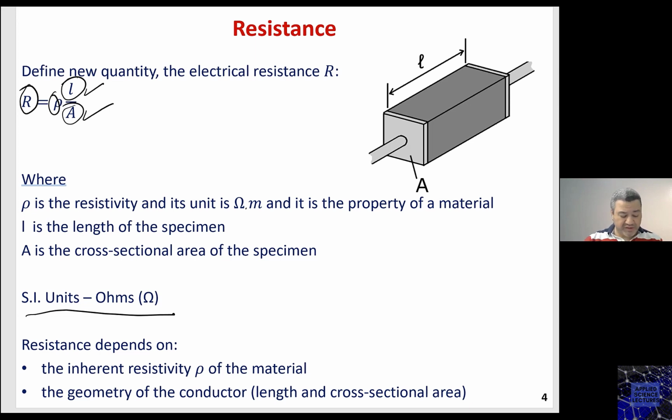So it's a big difference. Resistance depends or relies on the geometry. Resistivity does not rely on the geometry. The resistivity does not change. Resistance varies based on the shape of the geometry.